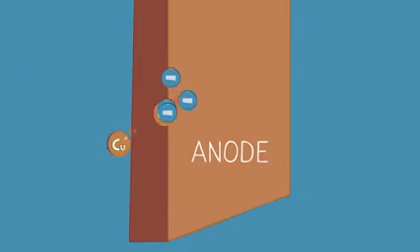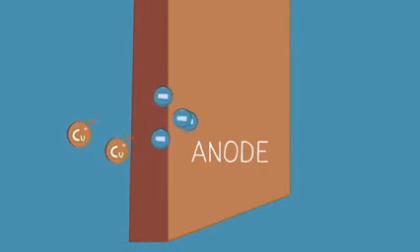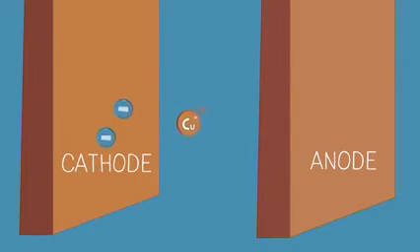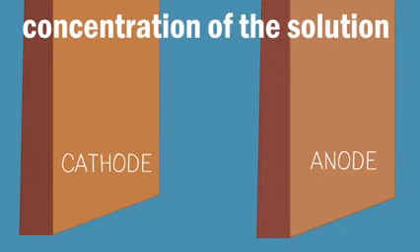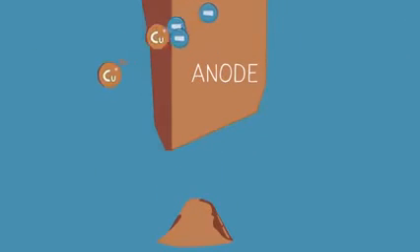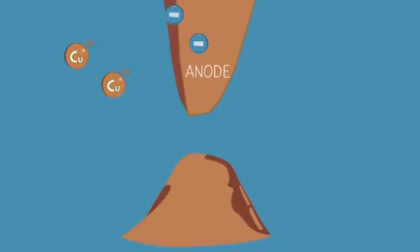At the anode, copper metal goes into solution as copper 2+ ions, as shown by the equation. When a copper ion is deposited at the cathode, another copper ion goes into solution at the anode. The concentration of the solution effectively stays the same. What do you notice happens to the anode? Pause the video and continue when you're ready.